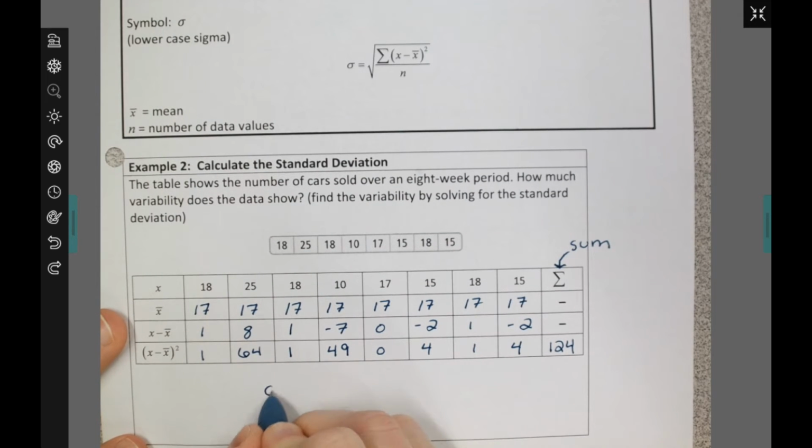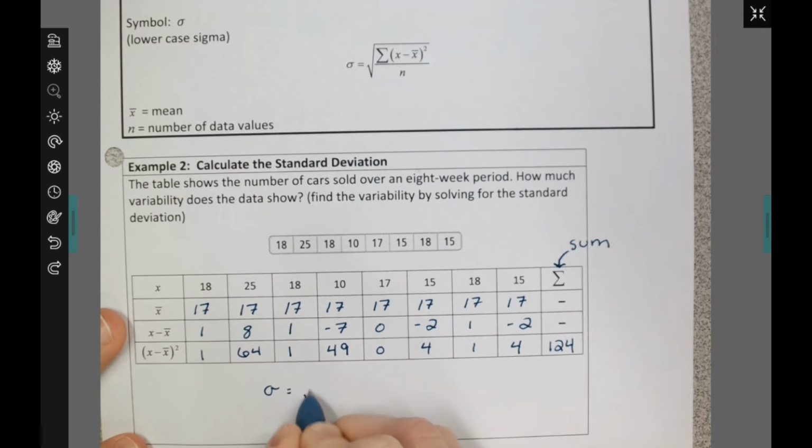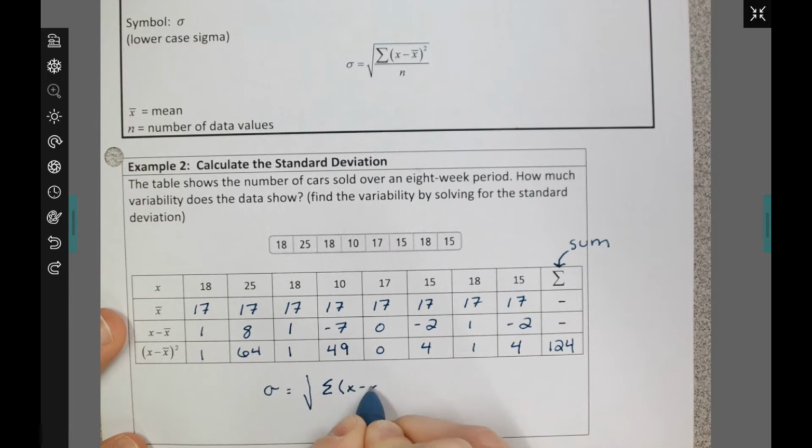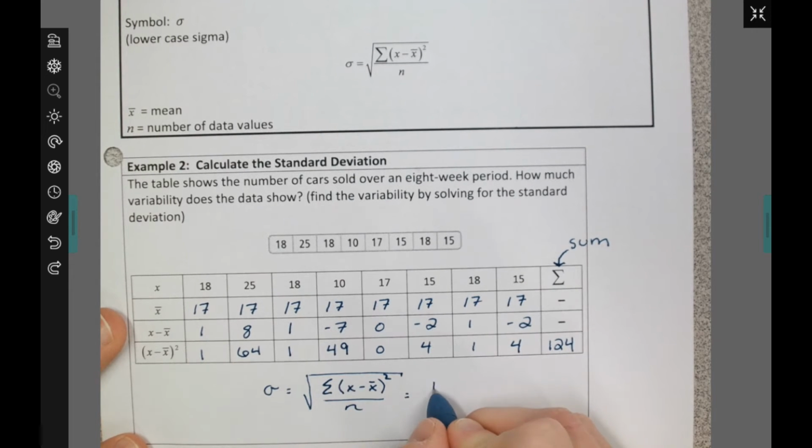Okay. Last thing we're going to do here is plug into our formula. So we know standard deviation is equal to the square root of the sum of our data value minus the mean squared over n, which is the number of data values. So plugging in what we know. We know the sum, so up top is going to be 124.